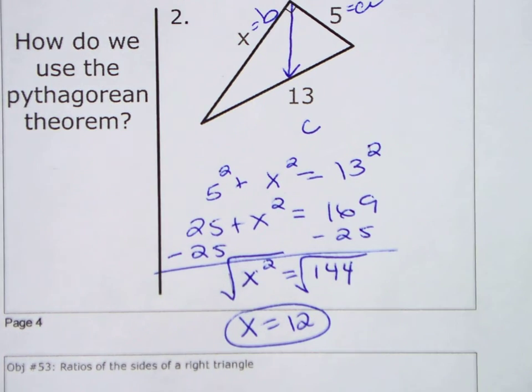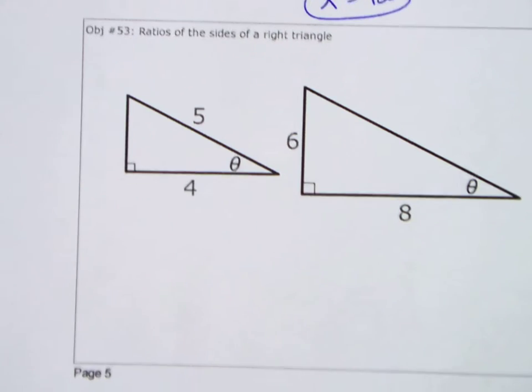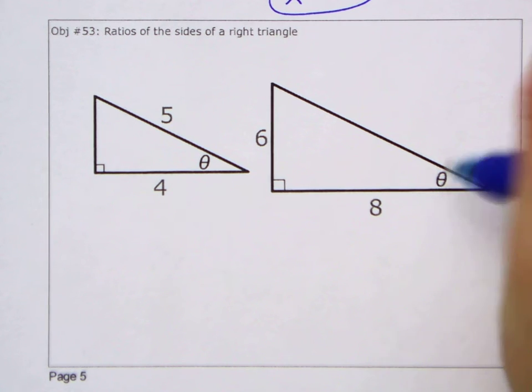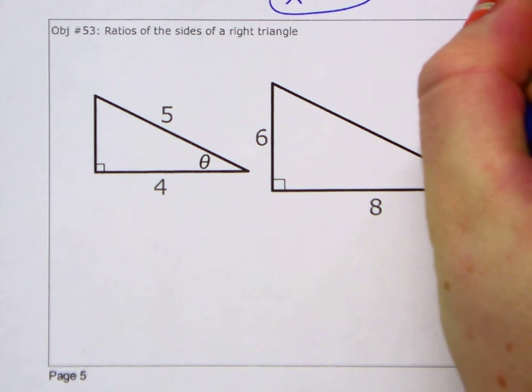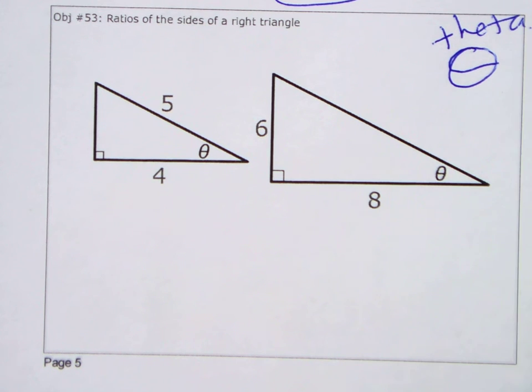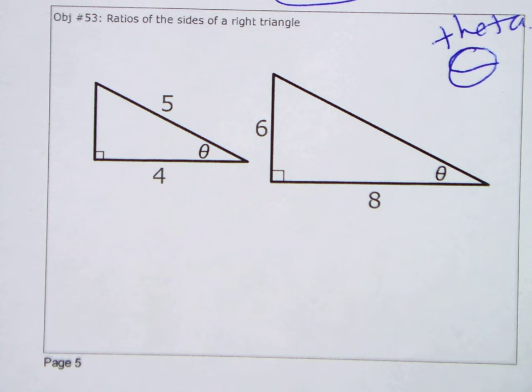Okay, done. So now we're going to actually jump into the trig. This symbol in here, a 0 with a line through it, is a Greek letter. It's called theta. Do not call it the 0. It's called theta.